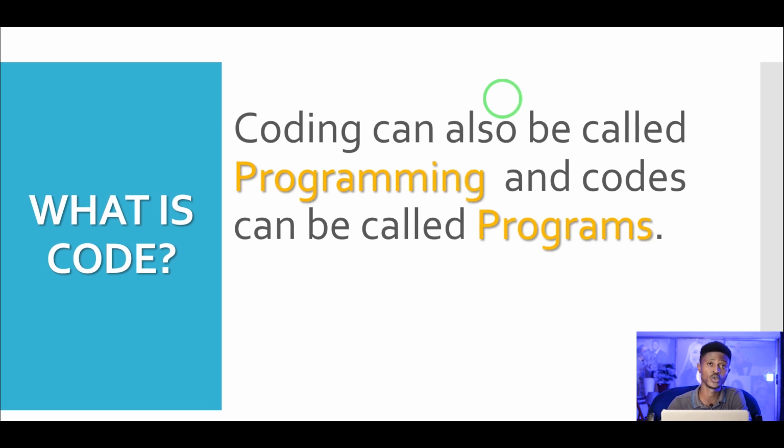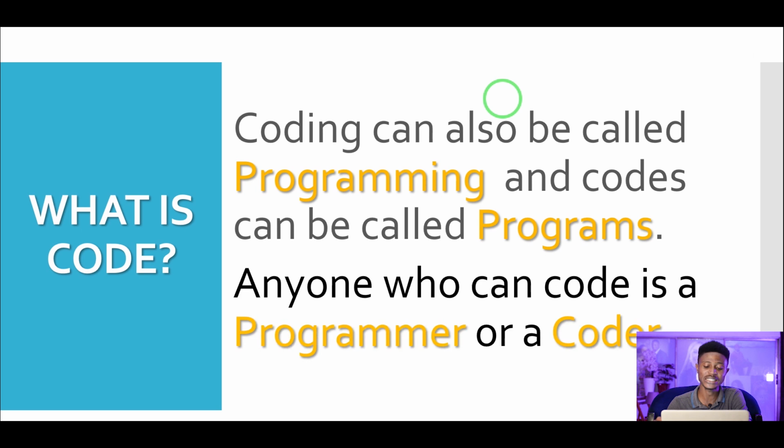Still talking about codes and coding. Coding can also be called programming. So it's either you are coding or you are programming. Anyone is correct. And codes can also become a program. So you can say, I've written this code or I've written this program. It's the same thing. And anyone who can code is called a programmer or a coder. So if you can create codes, you can type codes, you are a programmer or you are a coder.